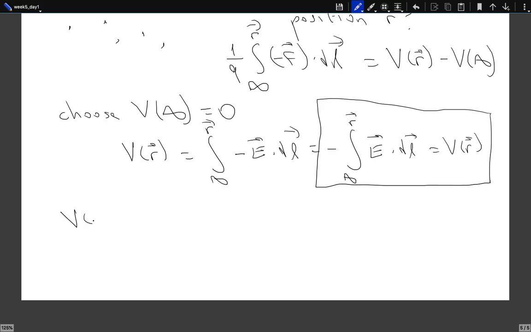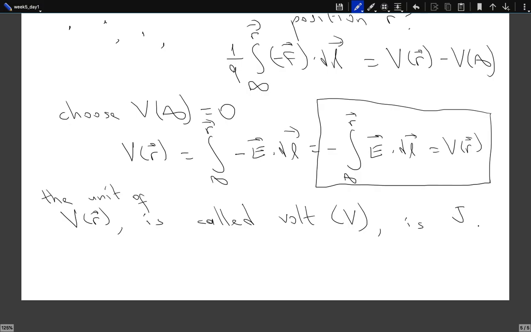And what is the unit of potential? It is called the volt. In terms of other units that are more familiar, well, it is the work done per charge. What is the unit of work? Joules, so it is joules per coulomb. So 1 volt is 1 joule per coulomb.